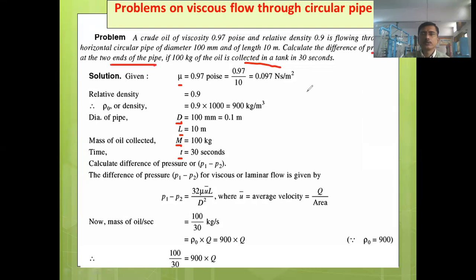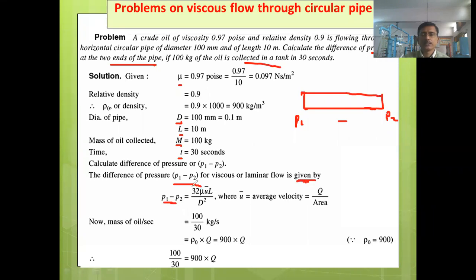Okay, the length of the pipe is given as 10 meters. So what will be the difference in the pressure? Let us say P1 is the pressure here and P2 is the pressure here. So we have to find out what is P1 minus P2. That difference is asked to be found here. Okay, so the difference of pressure P1 minus P2 for the viscous or laminar flow is given by the equation.